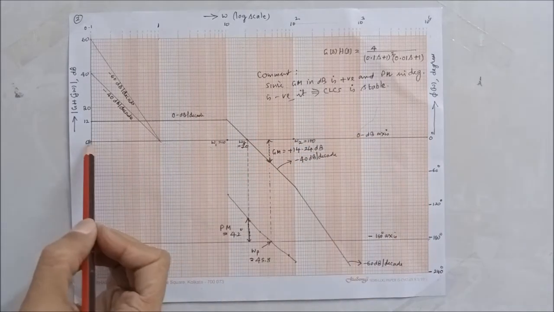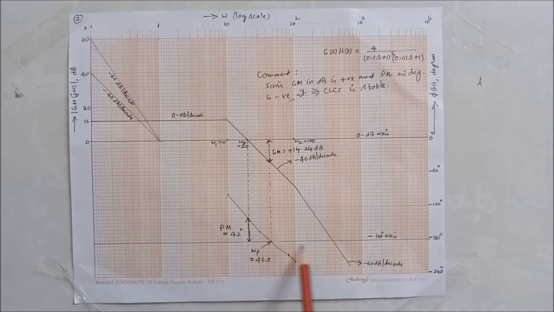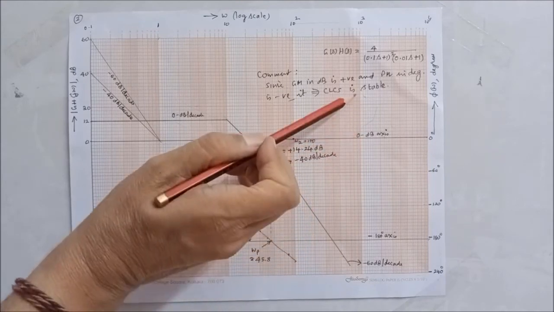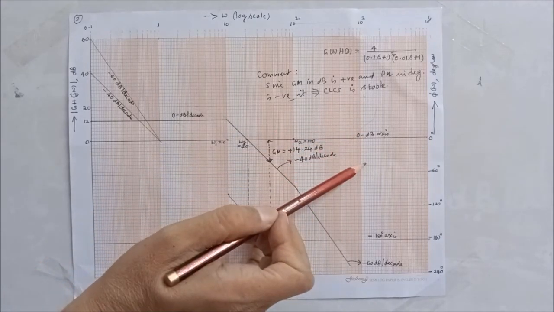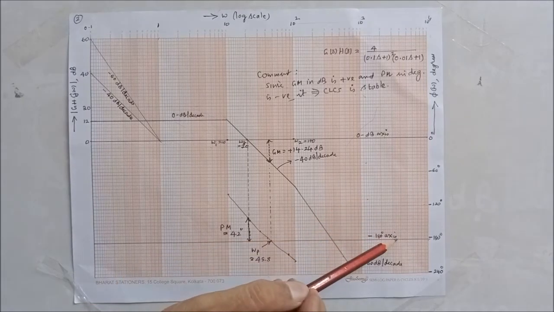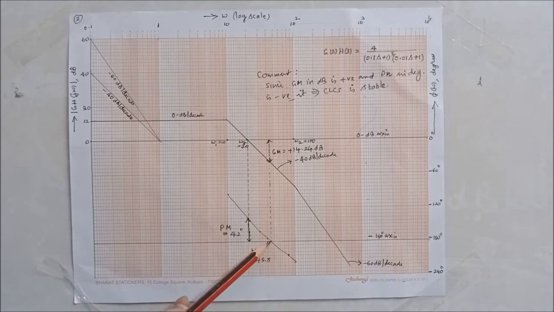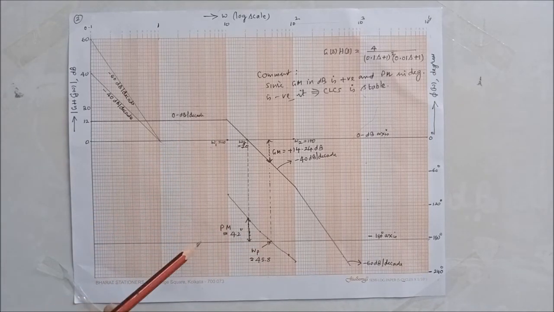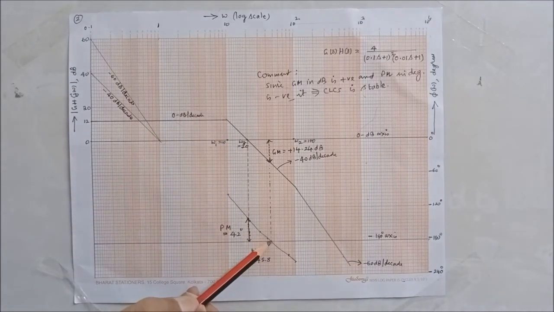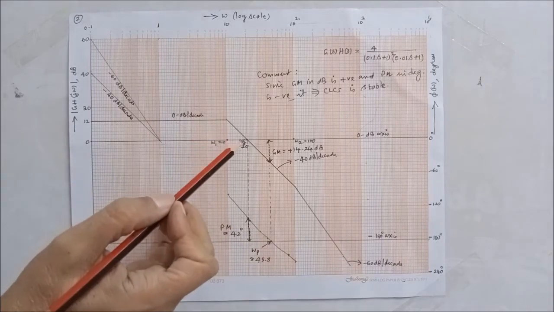Right? Gain margin is measured with respect to 0 dB axis. Phase margin is measured with respect to minus 180 degree axis. Gain margin is negative above 0 dB axis, positive below 0 dB axis. Phase margin is positive above minus 180 degree axis, negative below minus 180 degree axis. Gain margin is measured at omega p. Phase margin is measured at omega g. I repeat, gain margin is measured at omega p. Phase margin is measured at omega g.